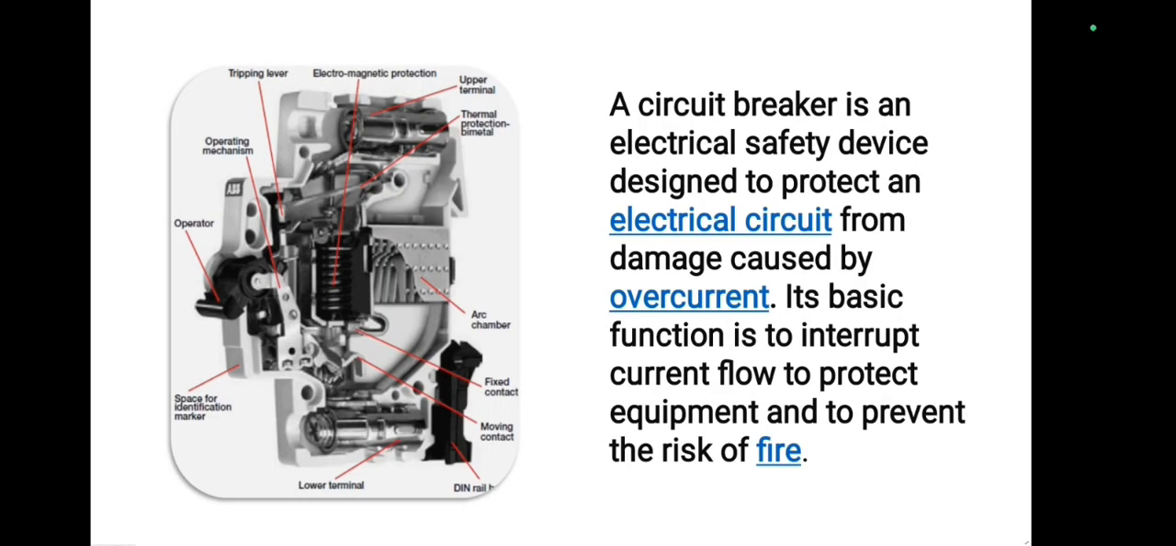You can see the picture of MCB on the left side. MCB stands for miniature circuit breaker. A circuit breaker is an electrical safety device designed to protect an electrical circuit from damage caused by overcurrent. Its basic function is to interrupt current flow to protect equipment and to prevent the risk of fire.